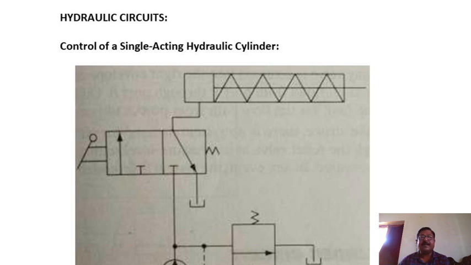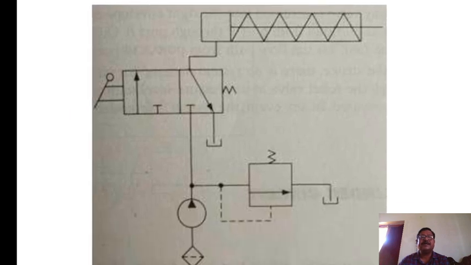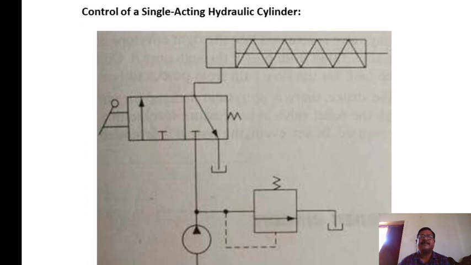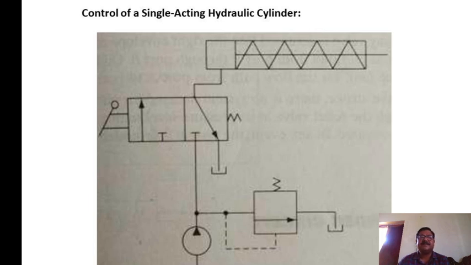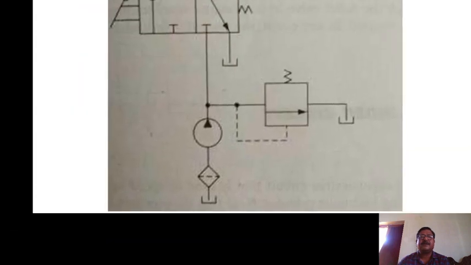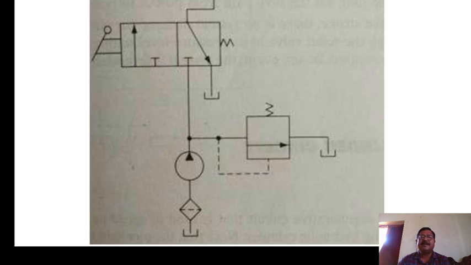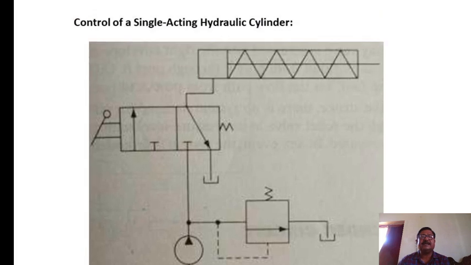Here is the diagram showing the single acting hydraulic cylinder. In this cylinder, there is a piston and cylinder arrangement. There is a sump, then a strainer, and then the pump. Here is the bypass valve, for any excess pressure. Here it is a single acting cylinder.